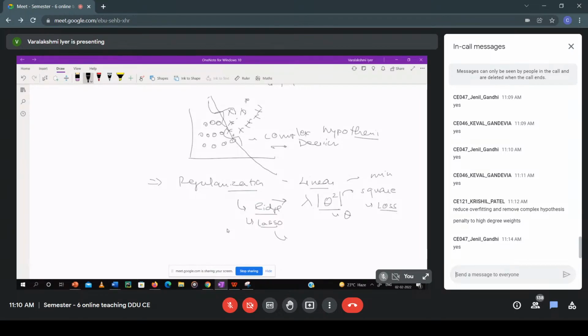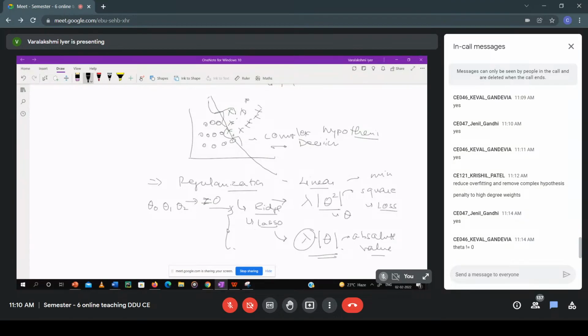But in the case of lasso, we were adding lambda, that is the regularization term, times the absolute values of your parameters. That is what we were adding in the case of lasso regularization. And also two of the things that we discussed in the case of ridge and lasso, that ridge regularization will try to minimize your values of parameters, but it will never be equal to 0.